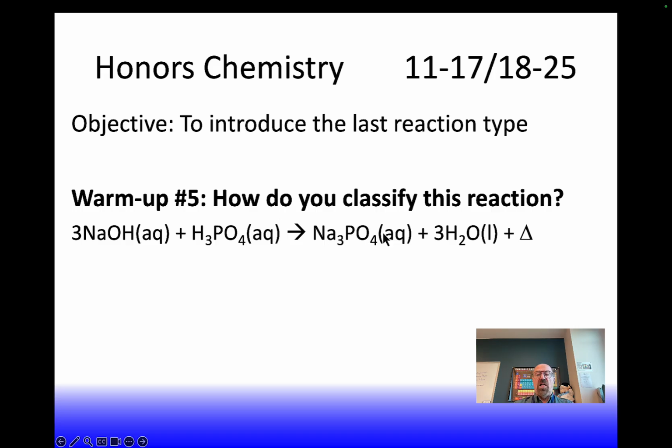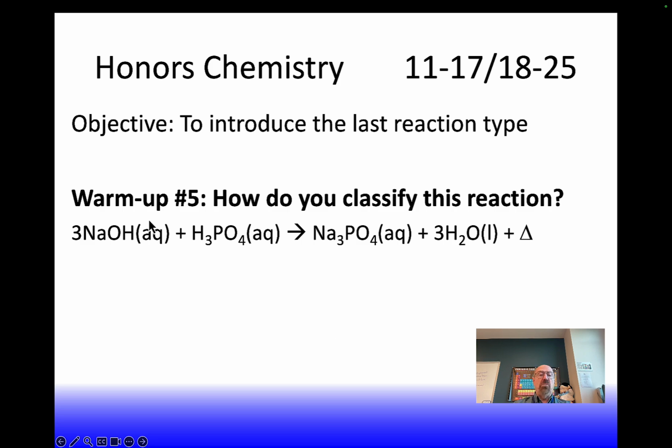Now, how do we classify this reaction? Take a look at it. It might look kind of familiar, okay? It kind of looks like we've got something with 2 parts and something with 2 parts, making something new with 2 parts and something new with 2 parts. It looks like a double displacement reaction. It actually is, and it's also, of all things, an acid base.